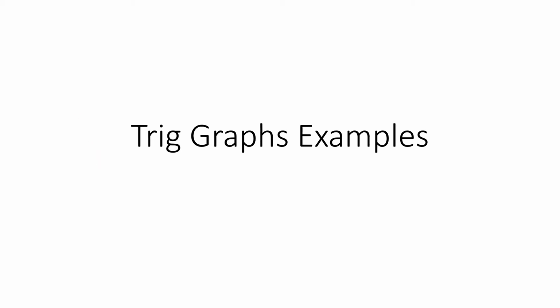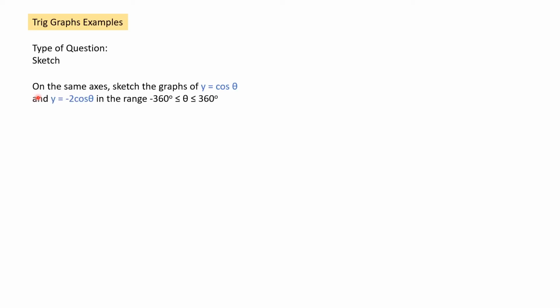Welcome back. In this video, we will look at a question related to trigonometric graphs. The question is, on the same axis, sketch the graphs y equals cos theta and y equals minus cos theta. The range is from minus 360 to 360.